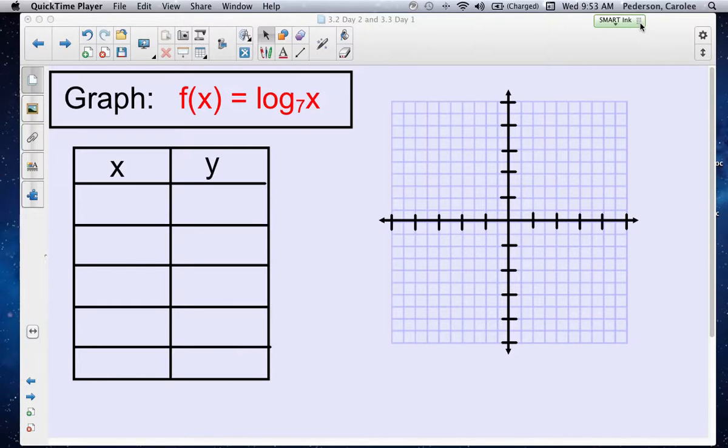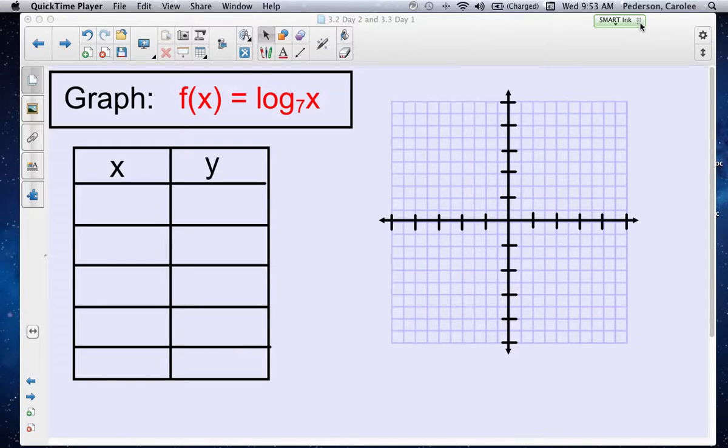This is 3.2, day 2. If I asked you to graph this logarithm of base 7, I would recommend you just graph its inverse function first. So just graph 2 points.